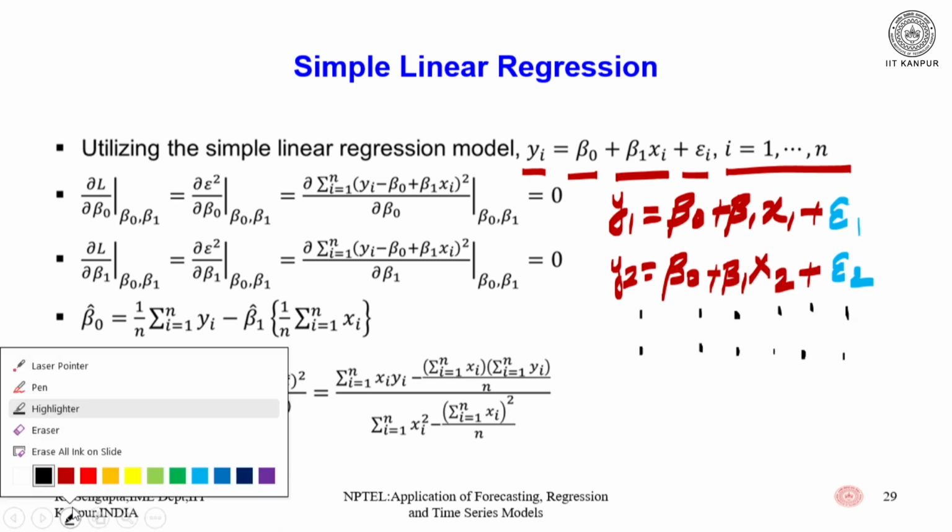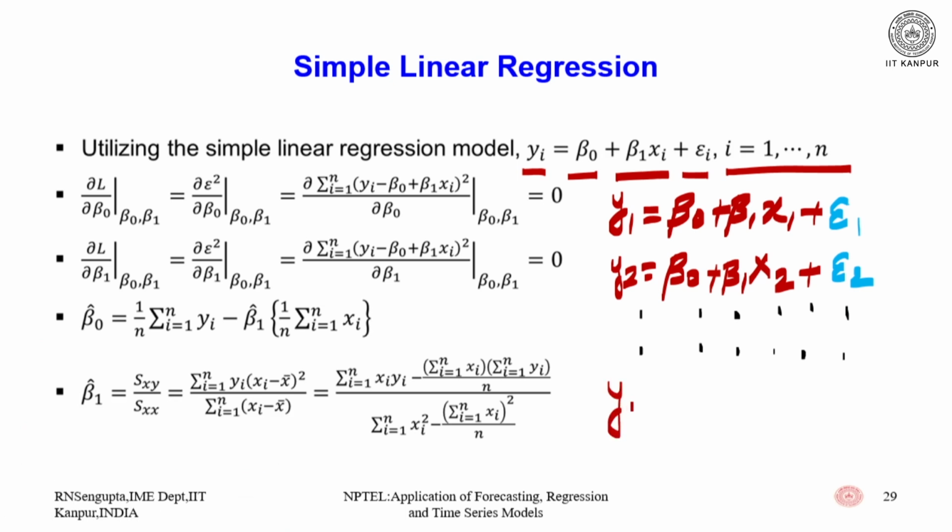So, the last reading would be yn, the nth reading, equal to beta naught, which you want to find out, plus beta 1, which you want to find out, into xn. This is the reading number for the x random variable, plus I have error n. And this is the set of errors, marked in blue, which I want to basically minimize. This is the basic framework of the story which I have been talking about for the last 10 minutes.